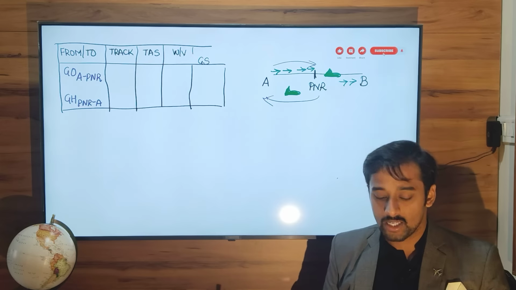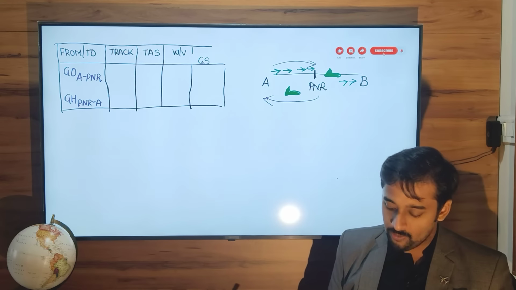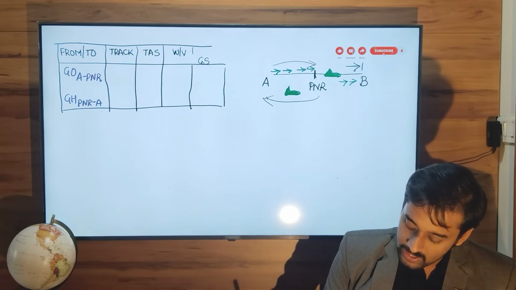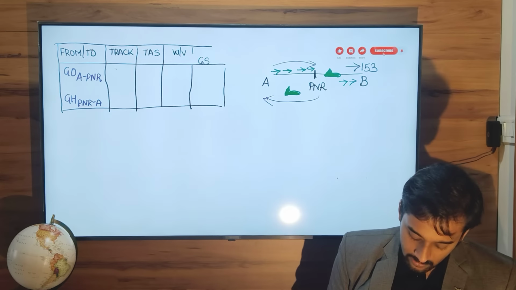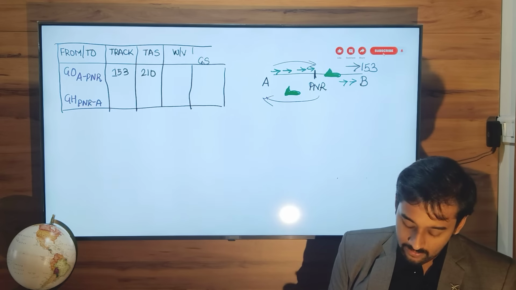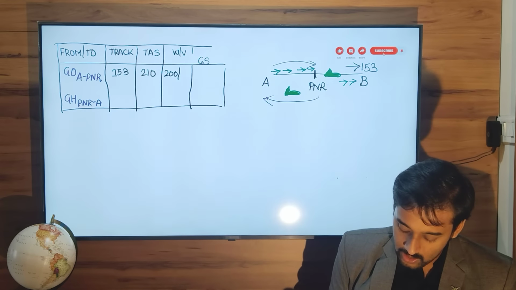Now let's fill in this information. What is the track given to you when you go from A towards B? The track given to you was 153, so let's write that. The true airspeed was 210. Wind velocity was 200 at 30 knots.